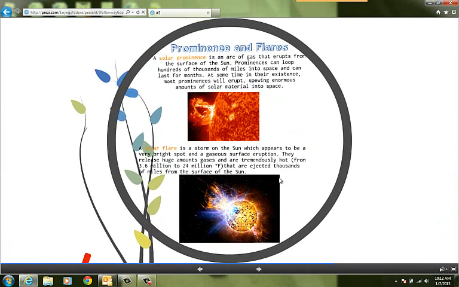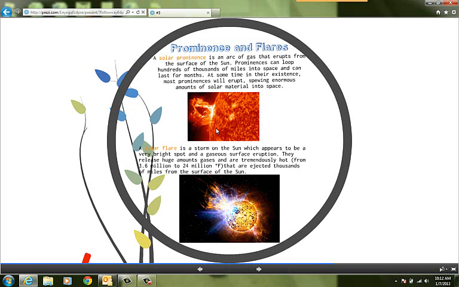Okay, prominences and flares. A solar prominence is an arc of gas that erupts from the surface of the sun. Prominences can loop hundreds of thousands of miles into space and can last for months. At some time in their existence, most prominences will erupt, spewing enormous amounts of solar material into space. So here's that arc we're talking about of a solar prominence.